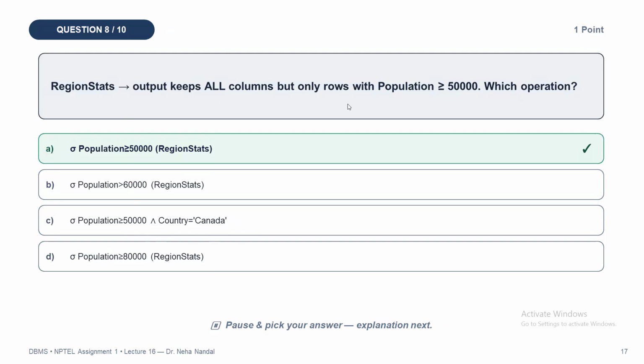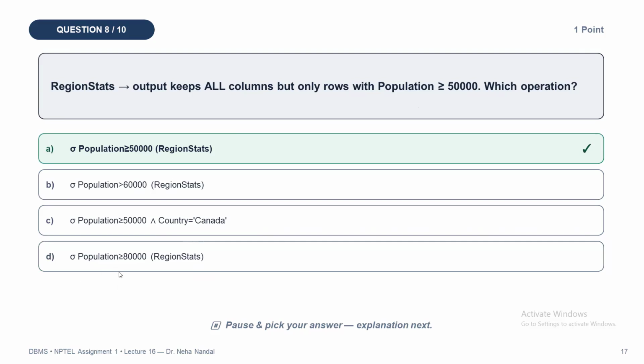We are keeping all the columns, but the only condition is population should be greater than or equal to 50,000. So there is only one operation which is fulfilling this as per our category. That is select population greater than or equal to 50,000 from region stats. This will be ruled out. Here there is no mention of country in the question, ruled out.